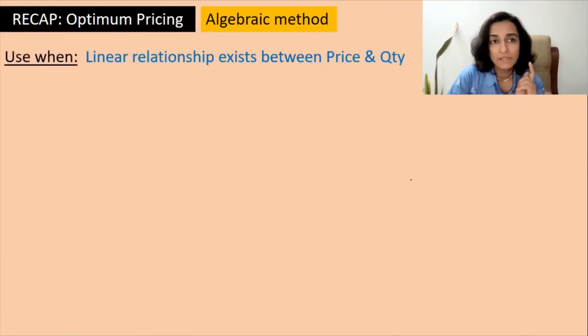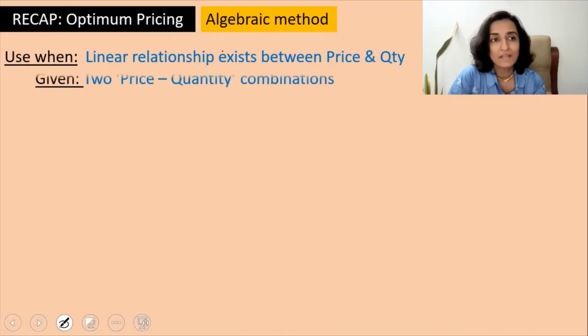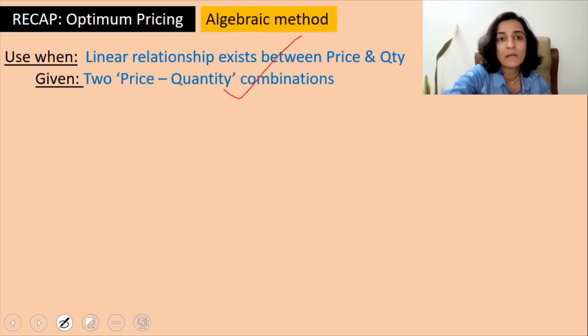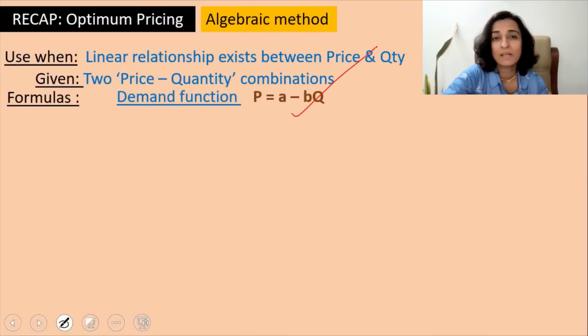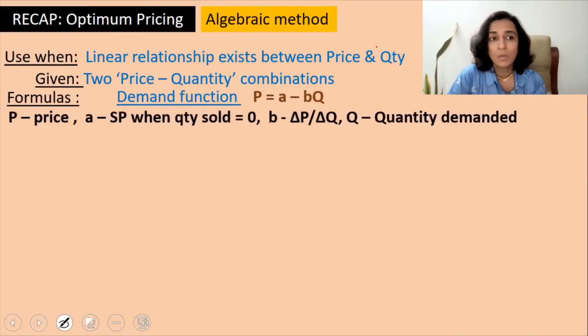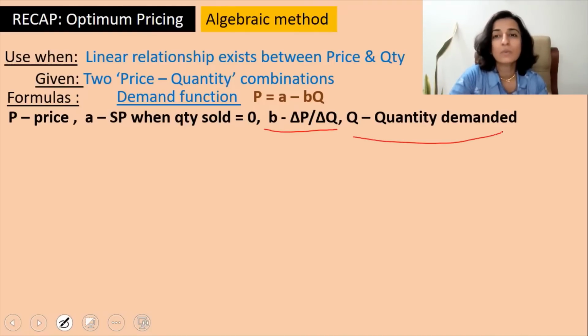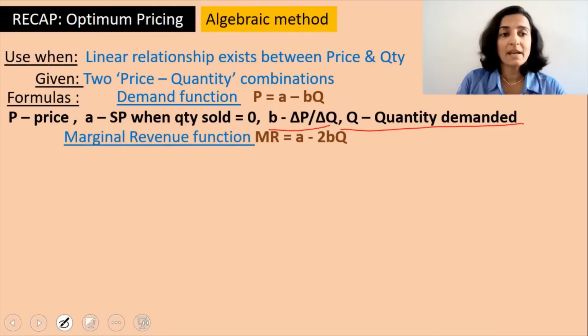Now, the algebraic method can be used when there is a linear relationship between the price and the quantity. And usually in the question, there will be two price quantity combinations which are given. The formulas that we need to know are, one, the demand function, which is given by P is equal to A minus BQ, where P is the price, A is the selling price when quantity sold is equal to 0, B is the change in price divided by change in quantity, and Q is the quantity demanded. And the marginal revenue function is given by MR is equal to A minus 2BQ.